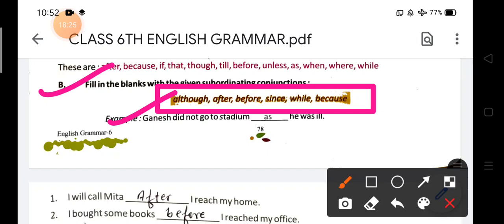Ganesh ne kya kiya? Stadium nahi gaya. As he was ill, jaisa ki woh bimar tha. Okay, next. Ab kehne ka matlab kya hai? Kaise dependent hai? Phir se ek baar dekh lijiye. Ganesh did not go to stadium. Yani ab what depend ye hai ki he was ill. Ye aapka main clause hai. Ek minute dhyan se dekhiye taki aapko samajh mein aa jaye. Yahan pe he was ill jo diya hai, ye kya hai?